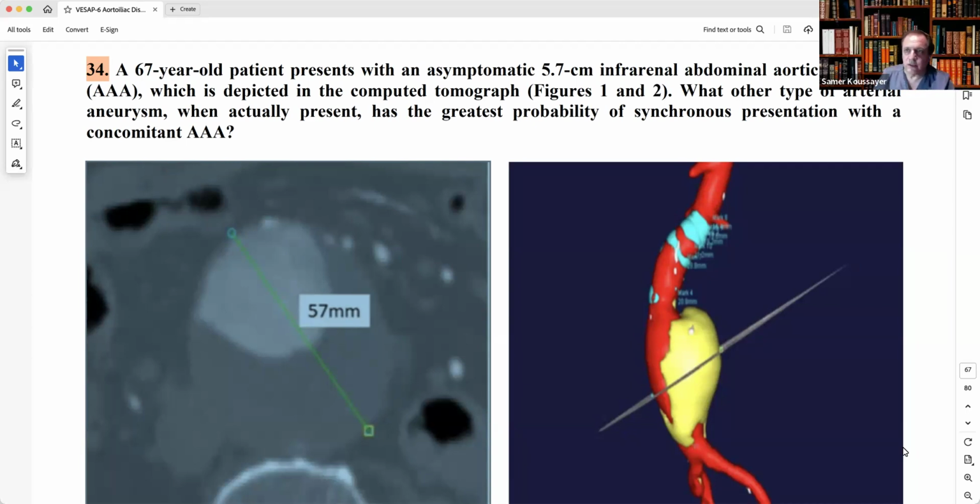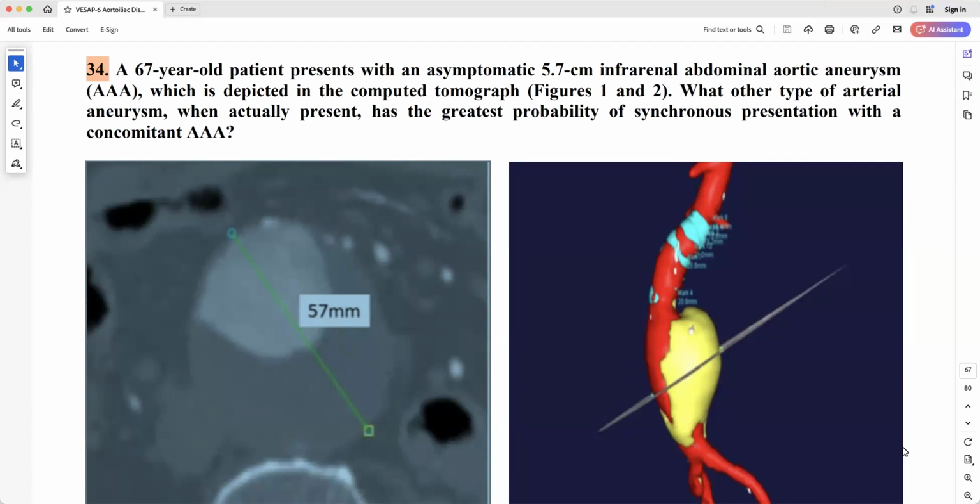You want to start with this one, Bara? Yes, sure. A 67-year-old patient presented with an asymptomatic 5.7 centimeter infrarenal abdominal aortic aneurysm, which is depicted in the CT figure 1 and 2. What other type of arterial aneurysm, when actually present, has the greatest probability of synchronous presentation with concomitant AAA?